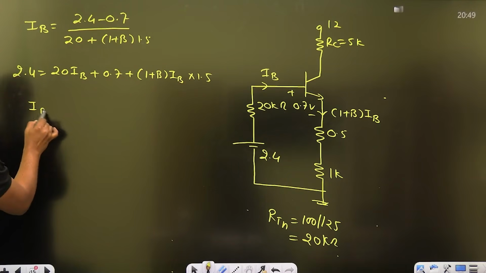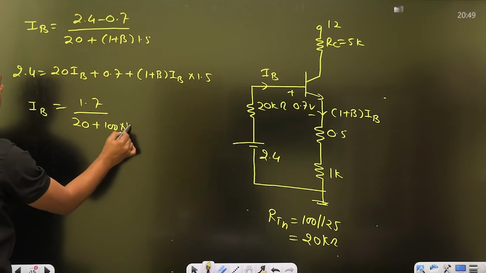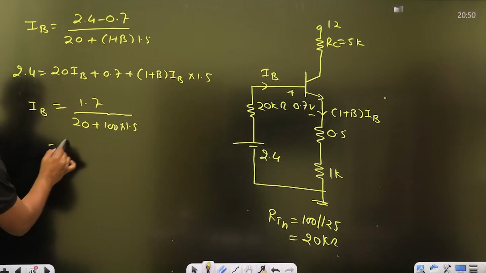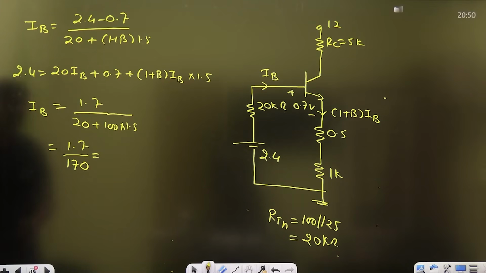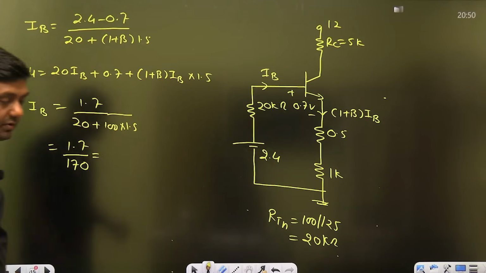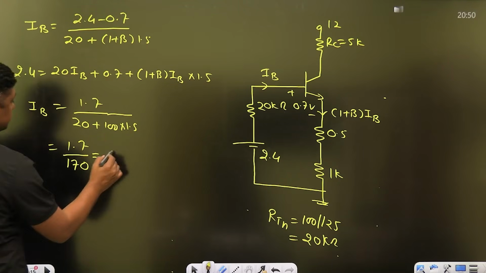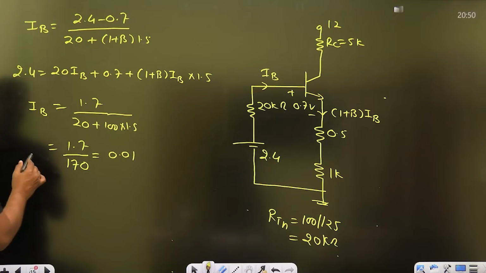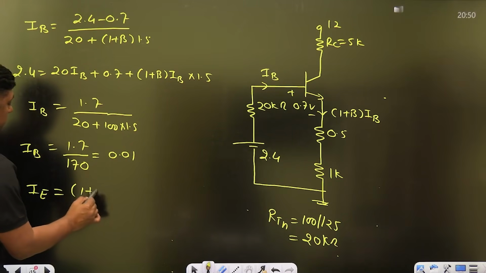You can calculate the IB: 1.7 upon 20 plus 100 into 1.5. 100 means 150, so 170. 1.7 divided by 170, you can calculate the IB. Wow, ये तो easy calculation हो गया. 1.7 divided by 170, 0.01 milliampere. Okay, IB. So what is the I? 1 plus beta times of IB.